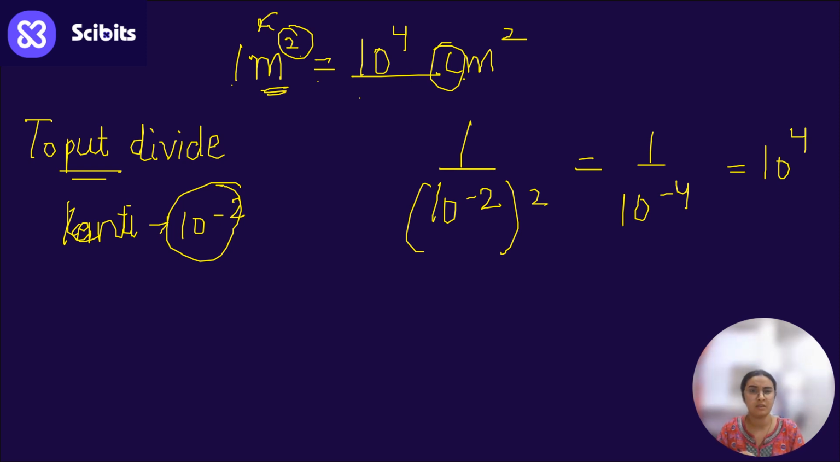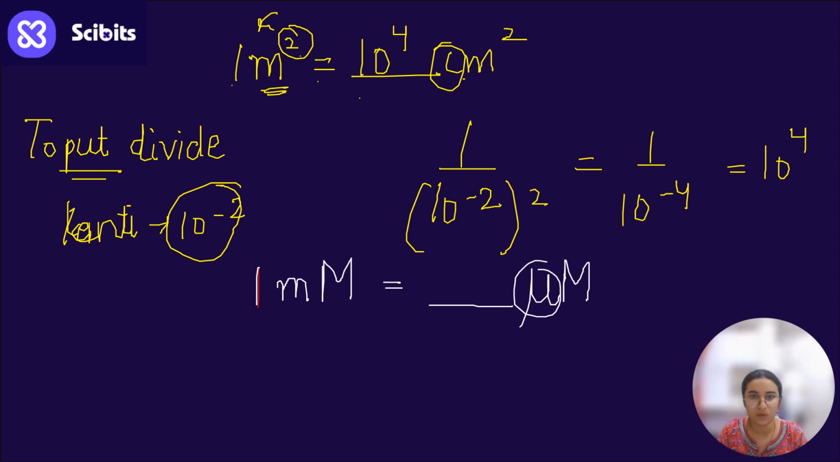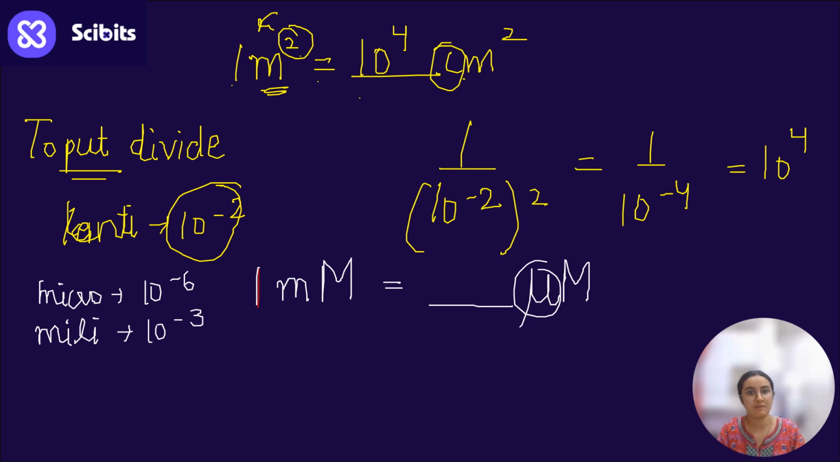Let me tell you quickly one more example. Let's say you have to convert 1 millimolar to micromolar. How are you going to go about it? So this is micro. For micro, the thing was 10 to the power -6, and for milli it is 10 to the power -3. So first I will remove this. I have to remove this.